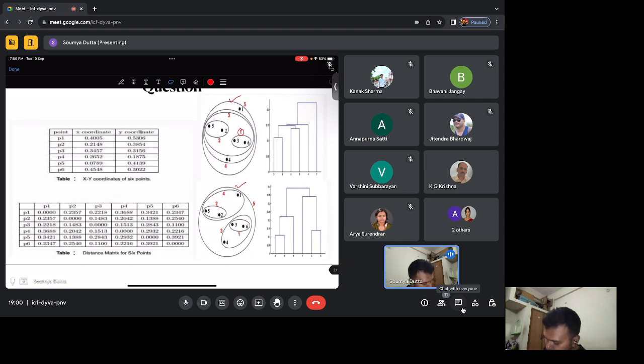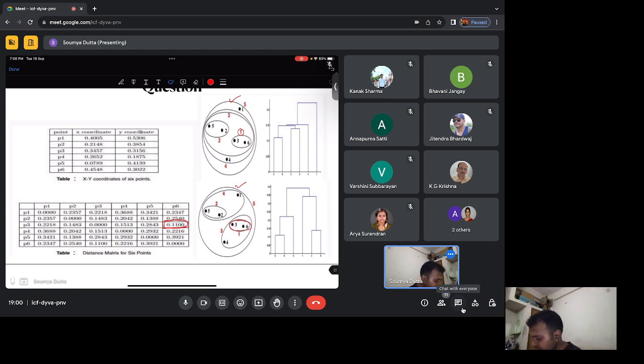So as I said, you first compute these matrices. There are 6 points in this matrix, so you will compute a 6 cross 6 matrix and you will compute the minimum value between all of them. The minimum value in the matrix would be between 3 and 6, which is 0.11. So the first cluster that you get is 3 and 6.